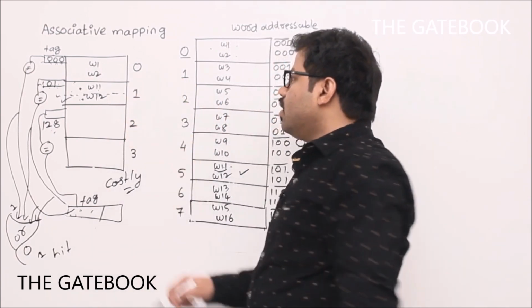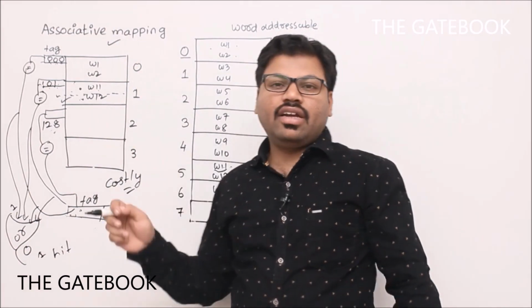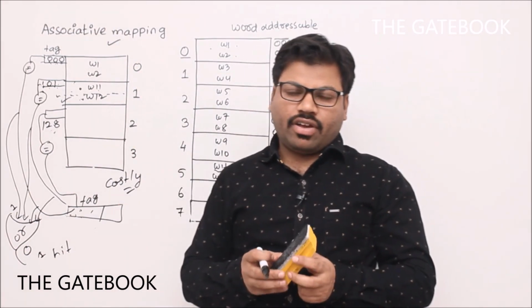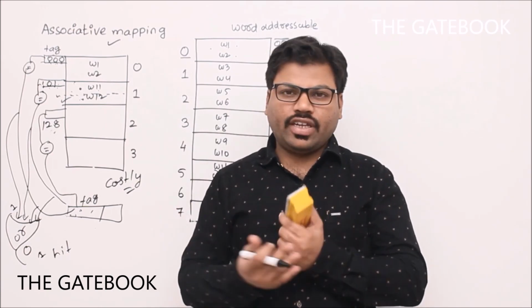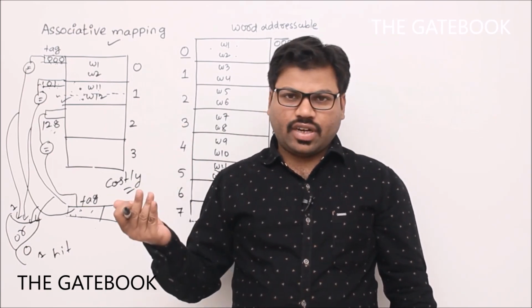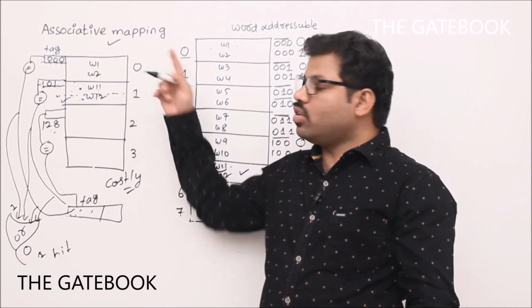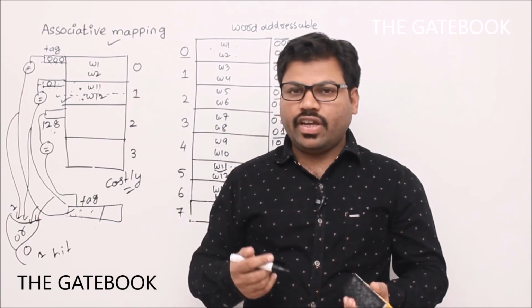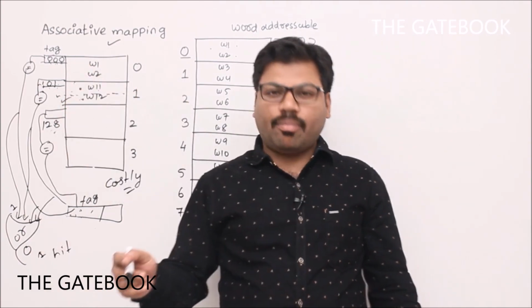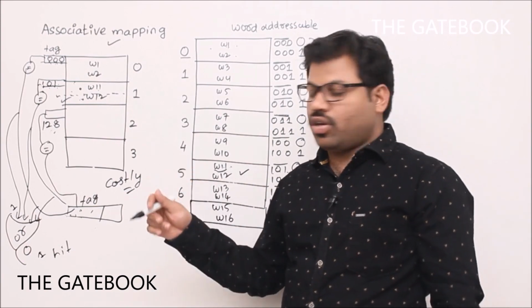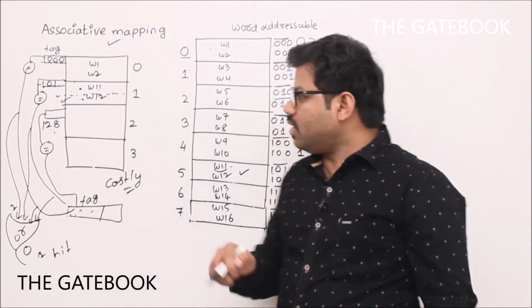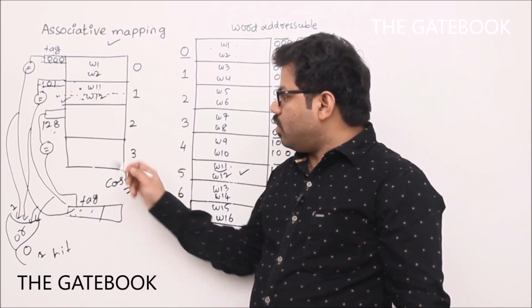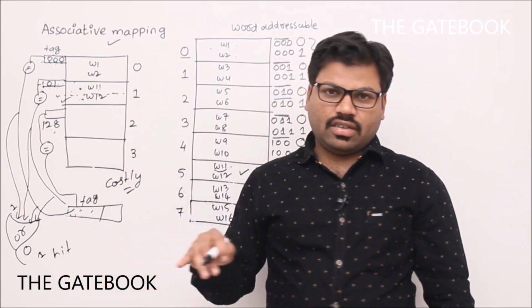So finally, that is the difference between associative mapping and direct mapping. Okay, we'll see the differences again. First thing, circuit-wise, direct mapping is a cheaper circuit, right? Associative mapping requires a lot of hardware, a lot of comparators. The number of comparators required is equal to the number of cache blocks. That is one thing you should remember. Second thing, that's why hardware is very costly, right?